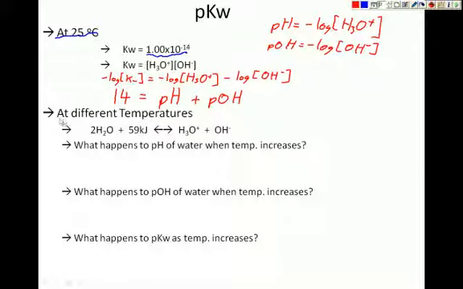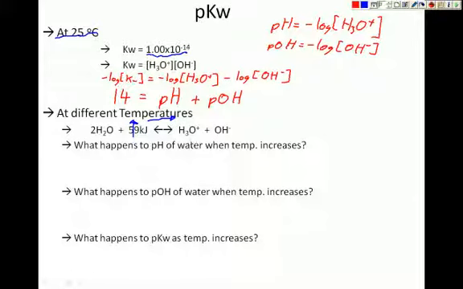Now, let's look at what happens at different temperatures. I wrote a few questions out here, so hopefully you've had a chance to look at these, and if you want you can put the video on pause and try to answer them yourselves, but we're going to go ahead. So what happens to the pH of water when temperature increases? Well, we're going to remember Le Chatelier's principle. If the temperature increases, which way is this going to shift? It's going to shift right, towards the products.